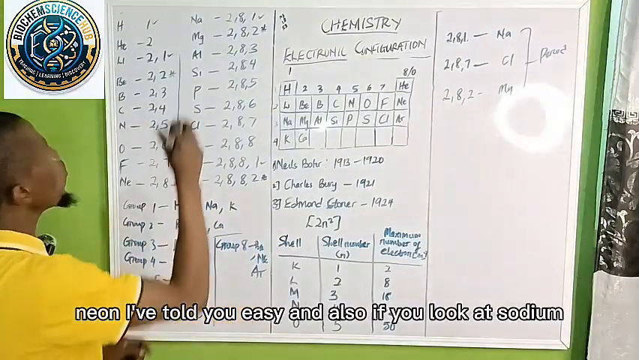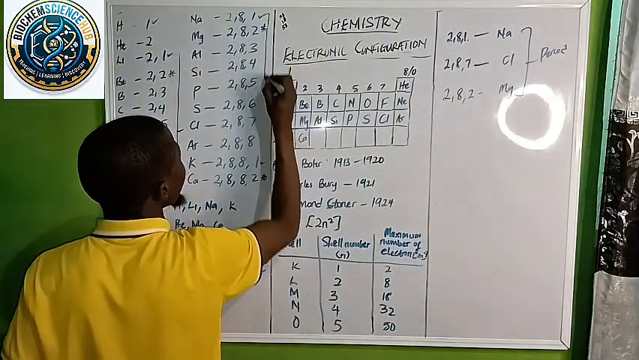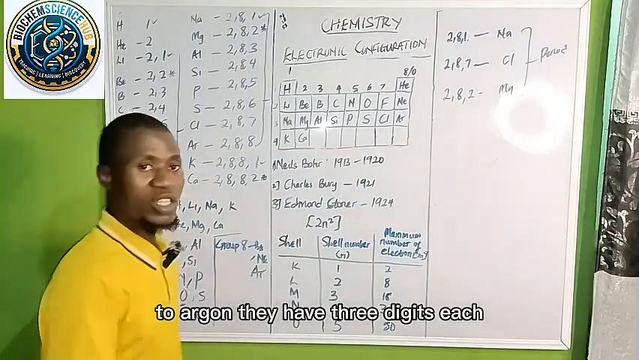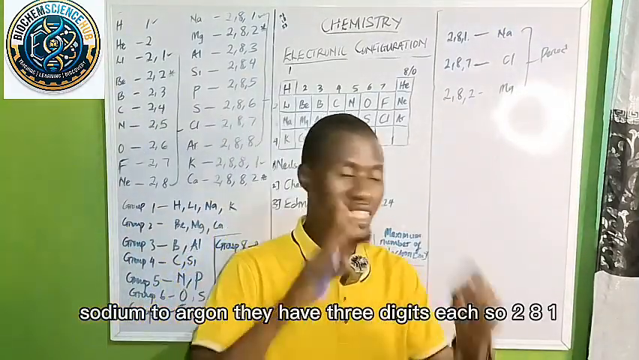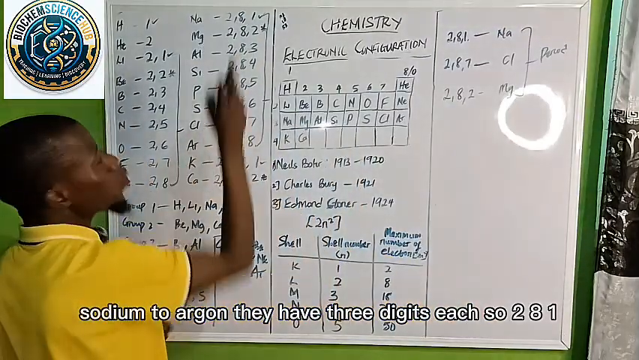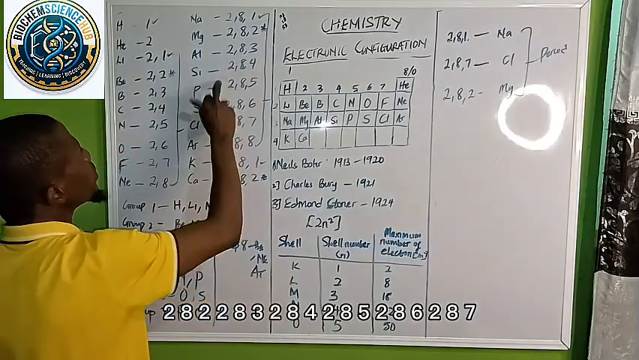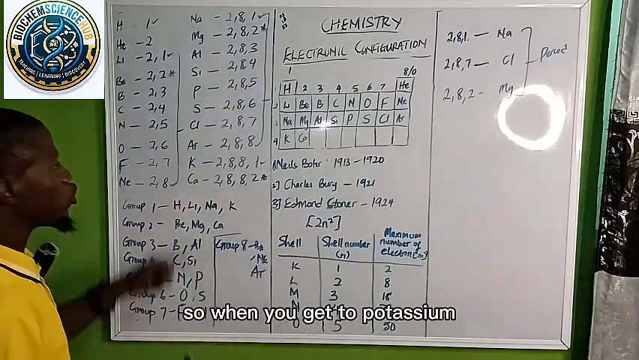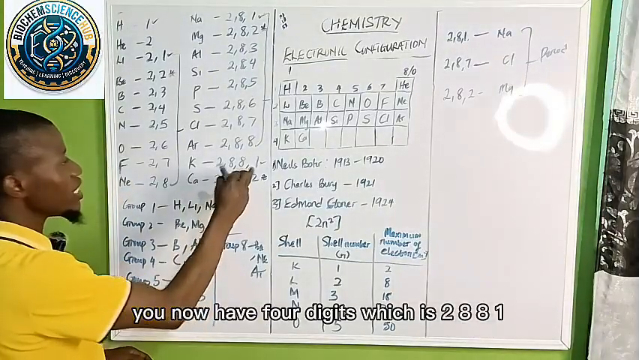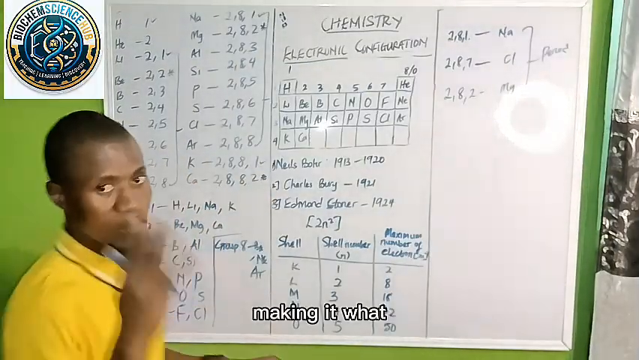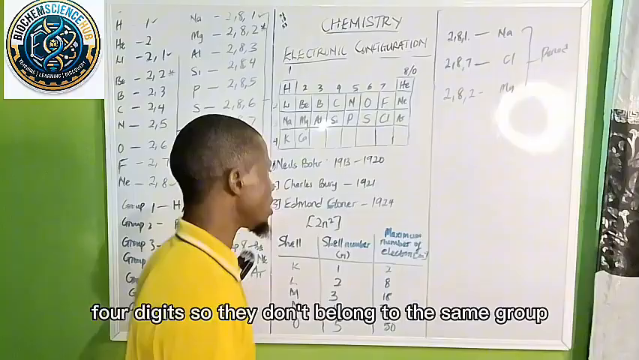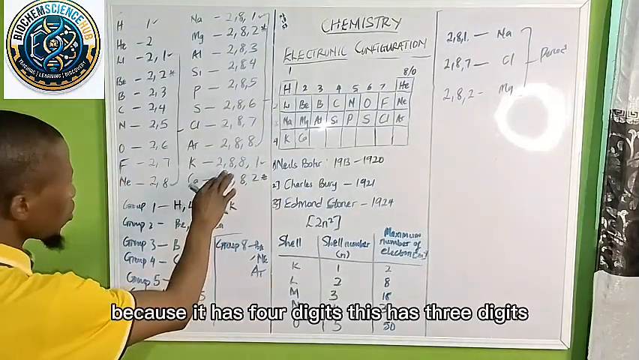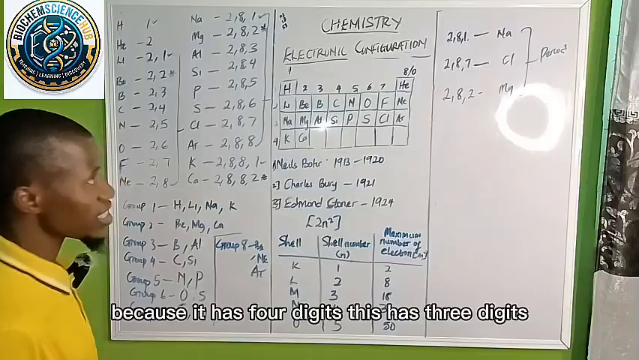And also, if you look at sodium till argon, they have 3 digits each. Sodium to argon, they have 3 digits each: 2,8,1; 2,8,2; 2,8,3; 2,8,4; 2,8,5; 2,8,6; 2,8,7. So when you get to potassium, you now have 4 digits, which is 2,8,8,1, making it what? 4 digits. So they don't belong to the same period, because this has 4 digits and this has 3 digits.